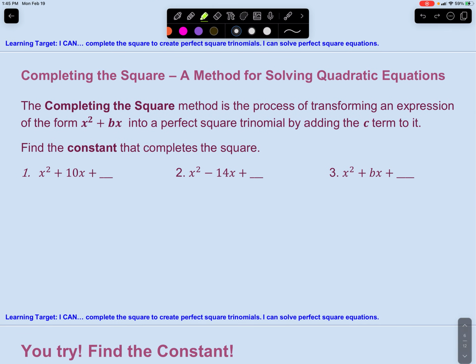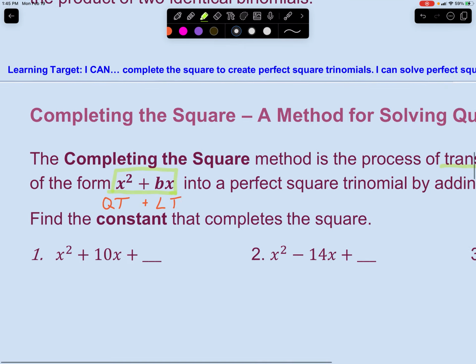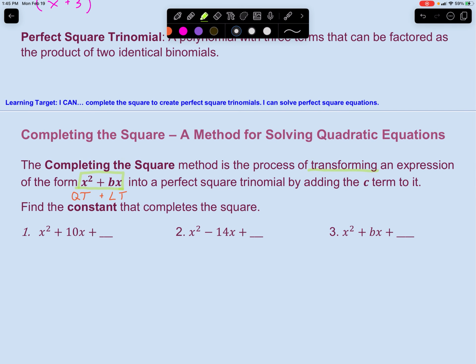So here's some examples of fill in the blank. The completing the square method is the process of transforming an expression in the form x squared plus bx. I'm going to zoom in on that. In the form of x squared, so we have our quadratic term, and we need our linear term. QT for quadratic, LT for linear. So we need these two parts in order to complete the square, the quadratic term and the linear term. And we're going to make it a perfect square trinomial by adding the c term to it. So we're trying to find that missing number.